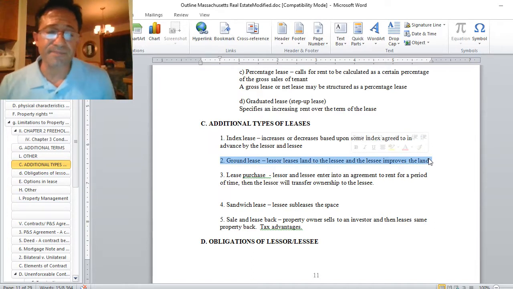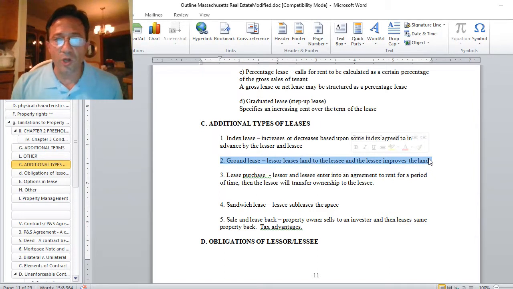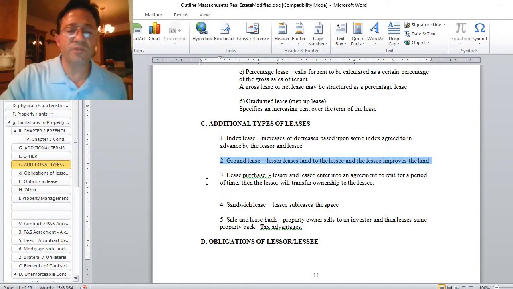If you think about it, you're building a building there, you better have a long-term lease there. And when it comes to leases, usually your long-term leases will be 99 years, because if you spill over, as we're going to see, if you spill over with a lease into the 100-year realm, title rights are given away by the landlord. So the landlord doesn't want to go that far. Usually it's a 99-year lease. The tenant is the one that's going to build the building there and conduct business, and the ground is owned by another entity. And then you have a lease purchase, where the lessor and lessee enter into an agreement to rent for a period of time. Then the lessor, the landlord, will transfer ownership to the lessee.